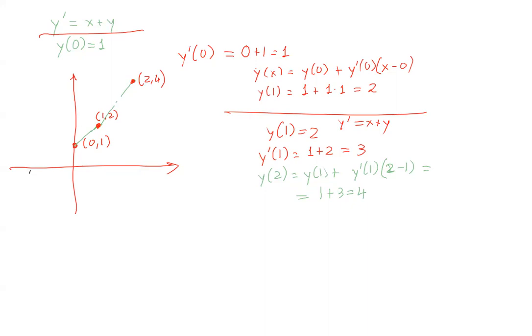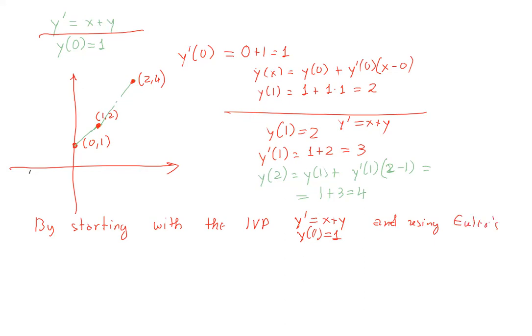So if somebody asked me, if you are to apply this idea by Euler just by taking 2 steps, starting with the initial value problem, y prime is equal to x plus y, and y of 0 is equal to 1, and using Euler's method in 2 steps, we can guess that y of 2 is equal to 4.